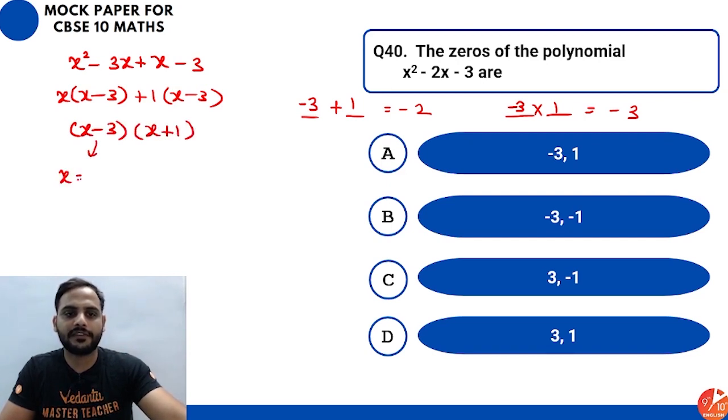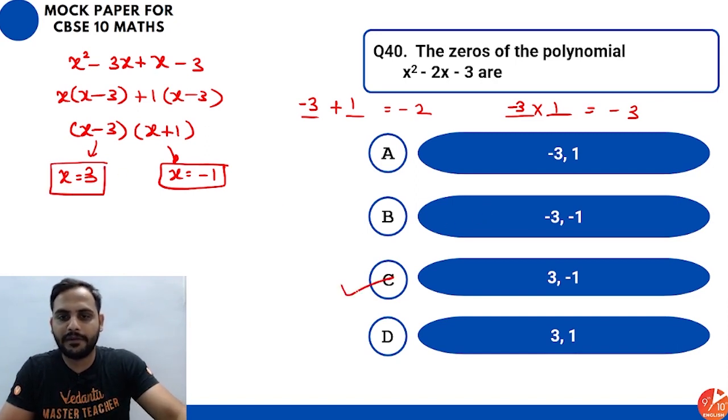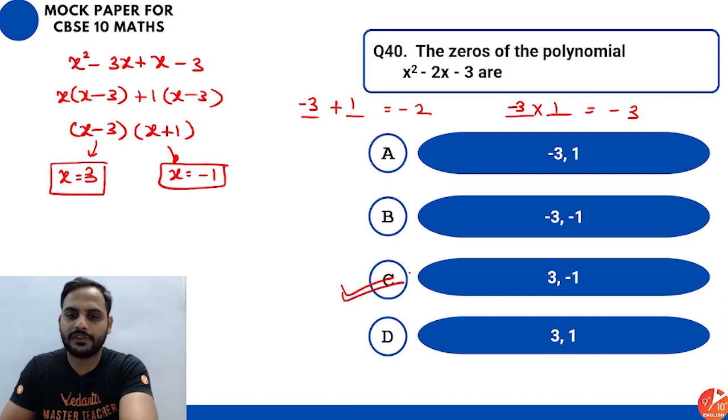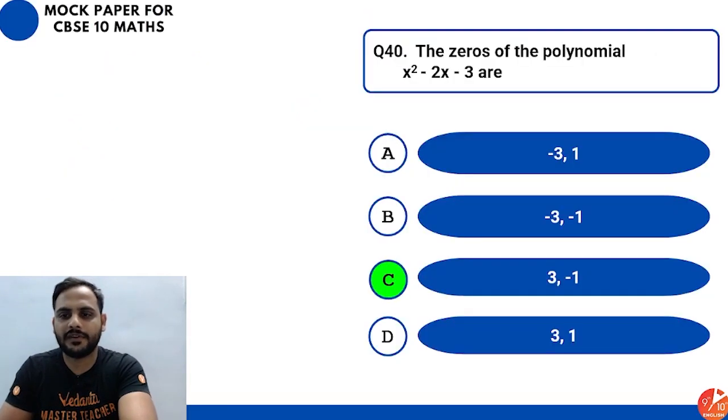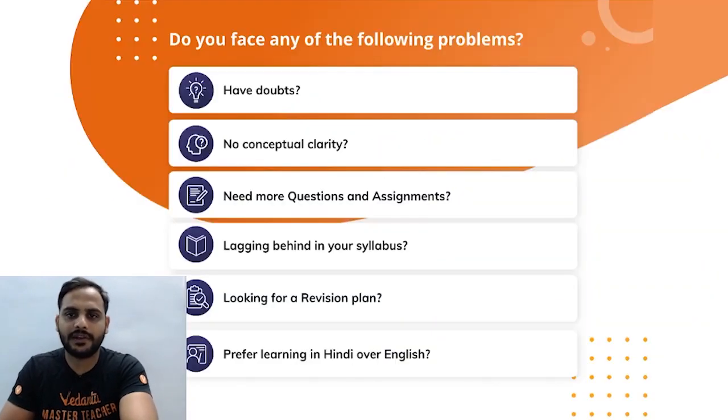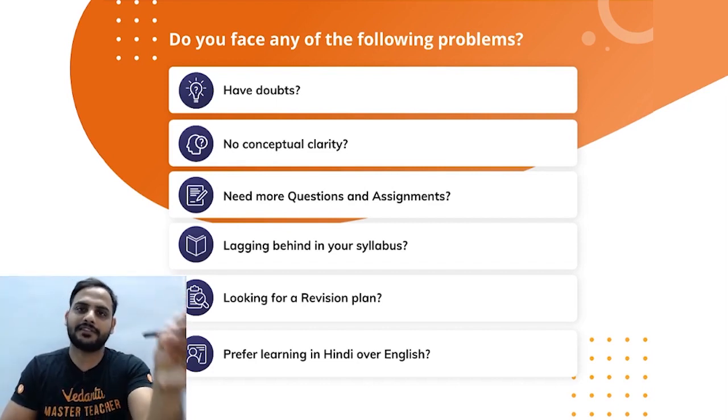From here you'll get x is equal to 3, and from here you'll get x is equal to -1. So x is equal to 3 and -1, zeros, option C. Direct, x is equal to 3 and -1. All right. So with this beta we are done with not with the session, with section B.